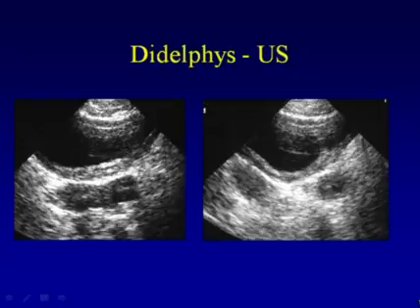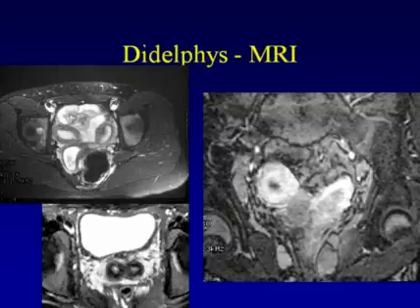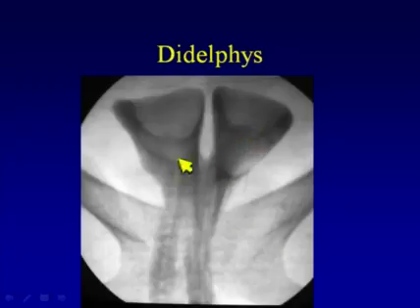Ultrasound can help differentiate between the two. Here we have didelphys with 2 separate horns. MRI and cystograms can help to separate whether there's a single vaginal canal or 2 vaginal canals, as we see here.